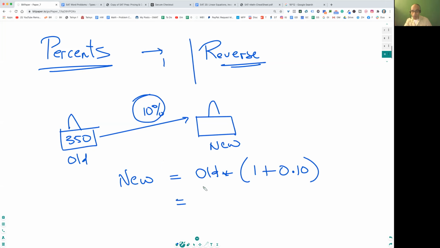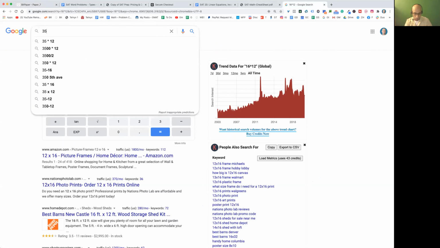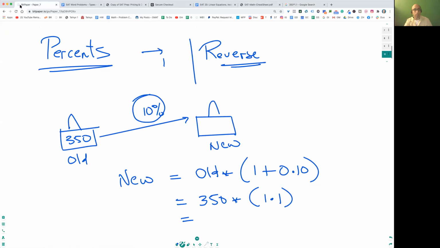And so now the old is 350. Now, all you've got to do is add this 1.1. So you do 350 times 1.1. Let's go over here and do 350 times 1.1. 350 times 1.1 is immediately going to give you 385, which is what many of you did already.